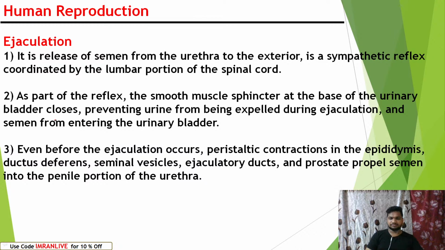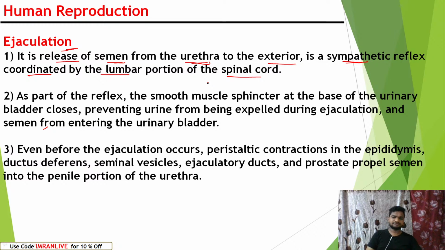Let's understand ejaculation. We understood the structure and functions of the penis. Let's understand deeply what ejaculation means. It is the release of semen from the urethra to the exterior. Releasing of semen from the penis to the exterior, that we call ejaculation. It is a sympathetic reflex coordinated by the lumbar portion of the spinal cord. Ejaculation is actually involuntary, not voluntary. It is not in our hand. The semen includes sperm also. After sexual intercourse, the semen is released into the female reproductive tract, that we call ejaculation. It is coordinated by the lumbar portion of the spinal cord.